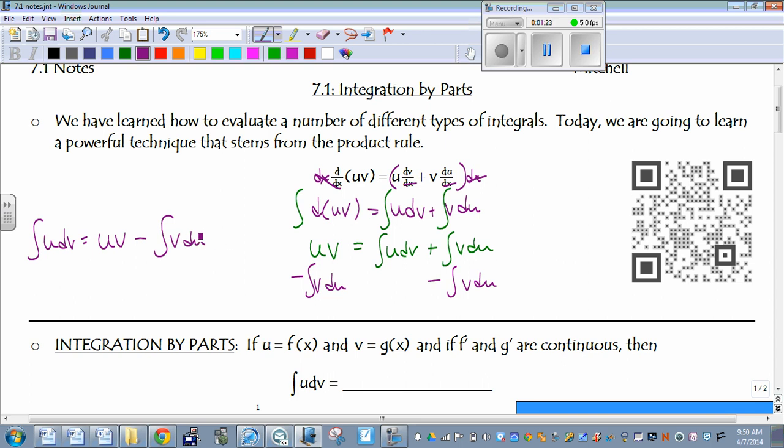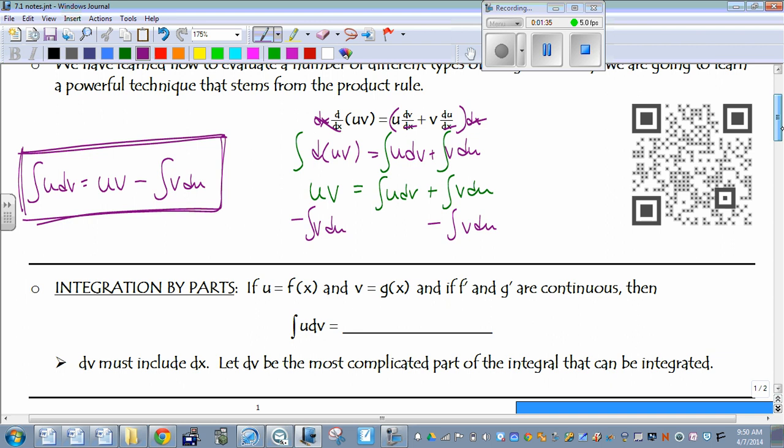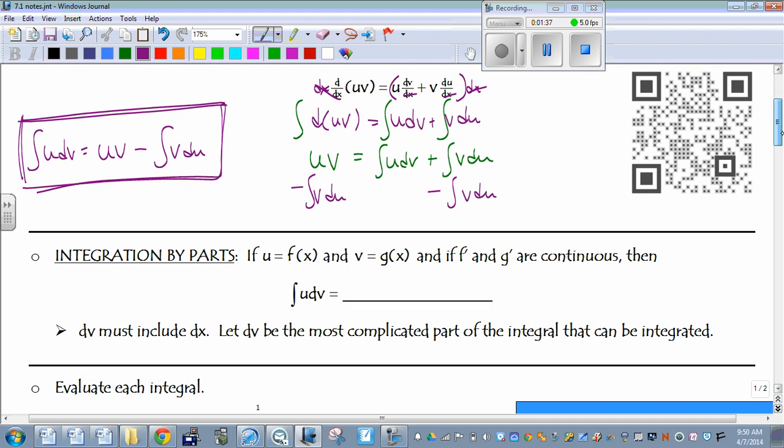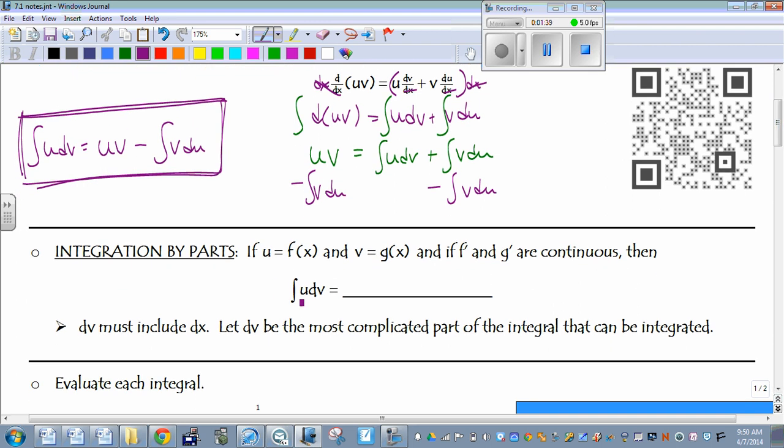And I'm not even going to put the plus c, because we still have to evaluate this integral, so that plus c would come from that. But that's our formula for integration by parts. And we can fill that in below here as well. Antiderivative of u times dv is equal to uv minus antiderivative of v du.